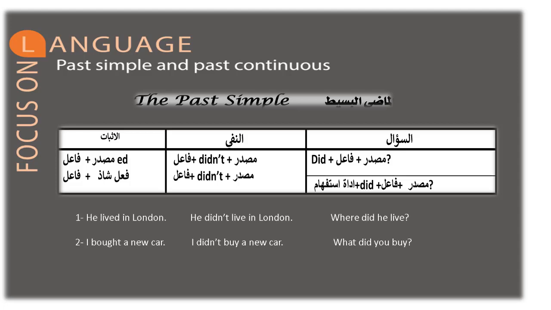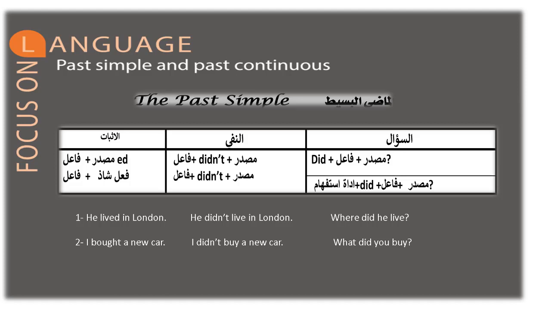Let's have some examples here. Number one, he lived in London. Lived. D. He didn't live in London. Didn't live. فعل رجع الأصلي. Live. Where did he live? بدأنا ب question word. Where استخدمنا did plus subject هو he plus verb in infinitive.